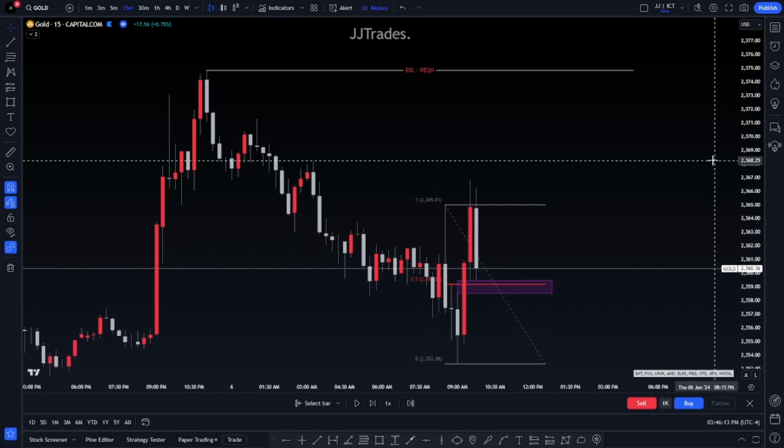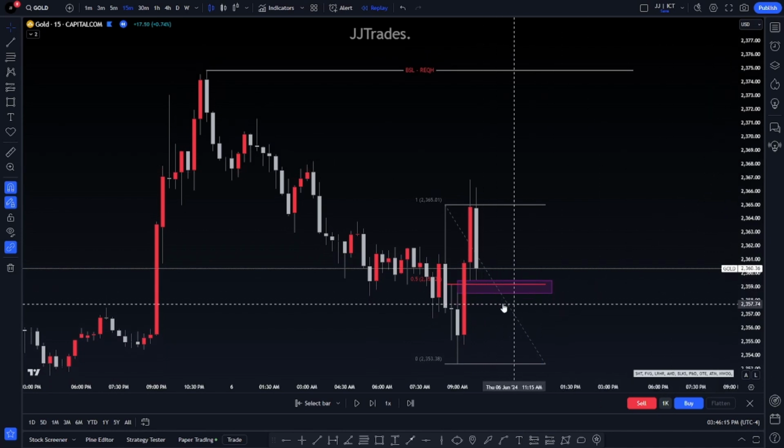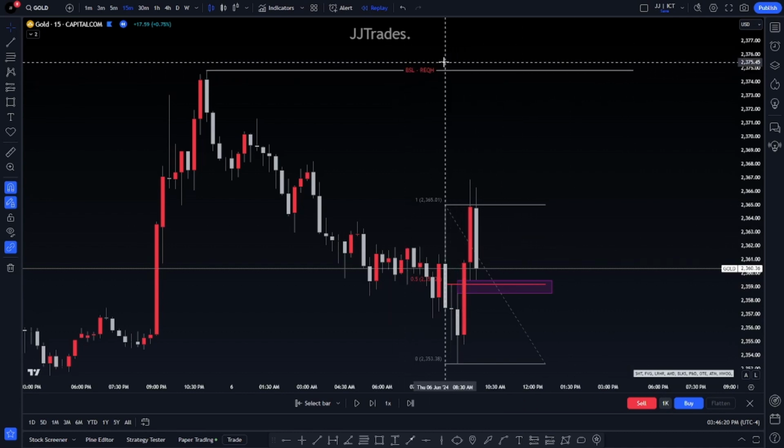Buy side liquidity. So we want to see price come back and retest this fair value gap. And if it does, we are going to place a buy and set our target right here at buy side liquidity.